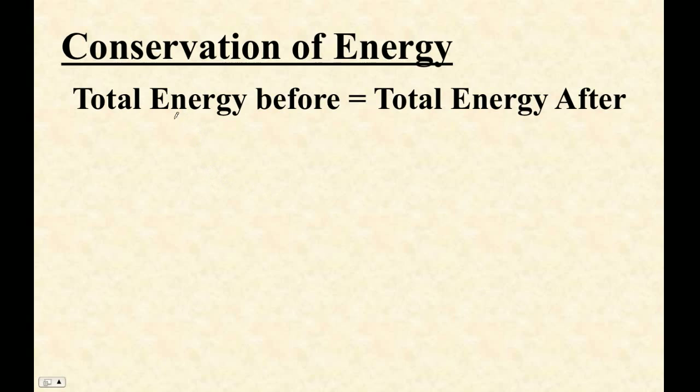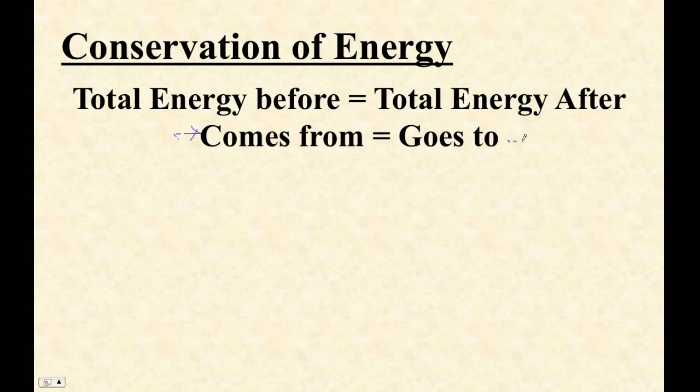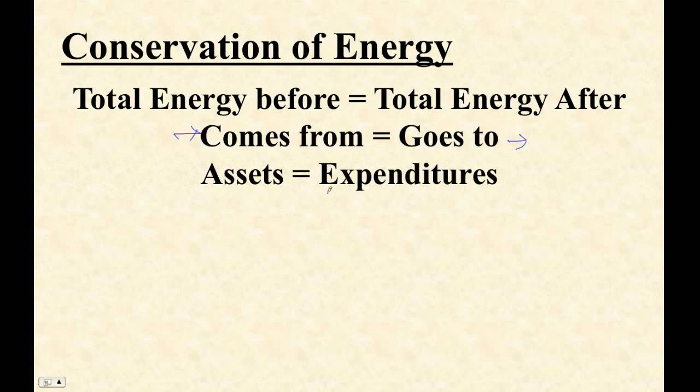This is the notion: if we look at some system, the total energy before is going to equal the total energy after. And mathematically, this is what we mean. Sometimes kids like to think of the energy coming from someplace and going to someplace. Or the more financially minded might think of some sort of asset becoming an expenditure or something like that.